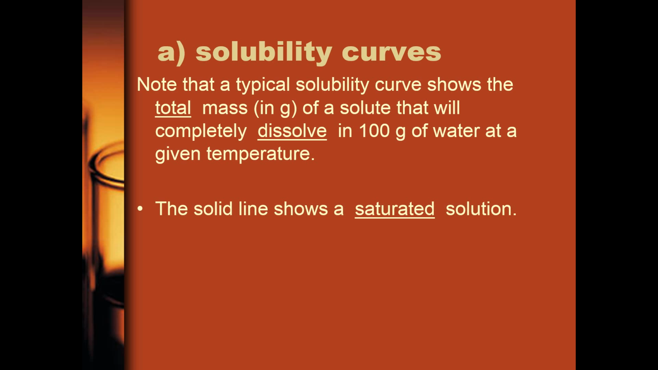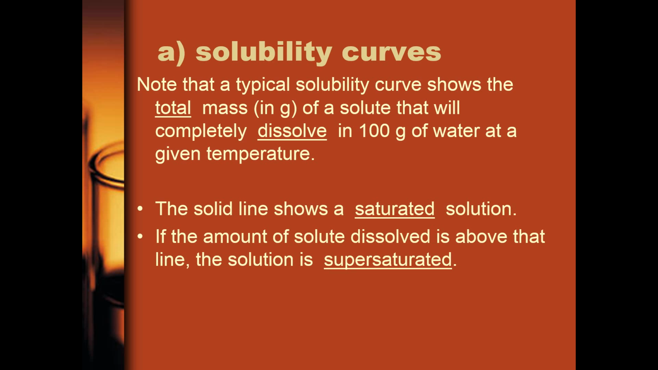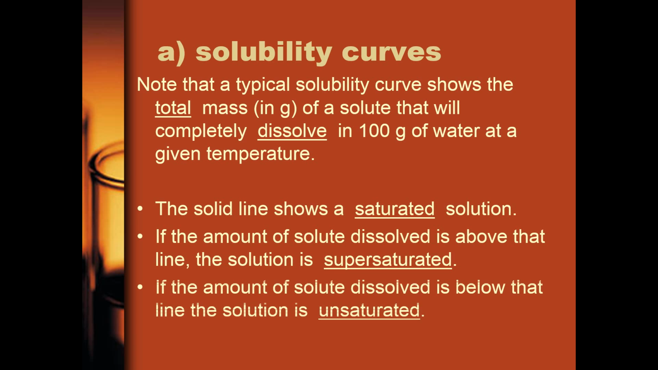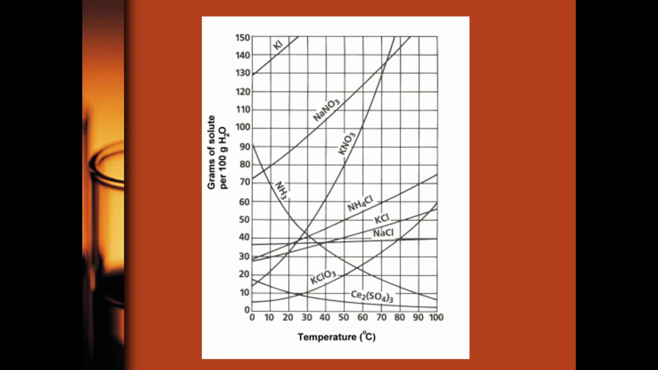Now, the solid line shows a saturated solution. Whenever you see the actual curve, that represents a saturated solution. If the amount of solute dissolved is above the line, it's a supersaturated solution. And if the amount of solute dissolved is below the curve, that represents an unsaturated solution. So let me show you what some solubility curves look like. These are the solubility curves, and this is an example of a solid line.